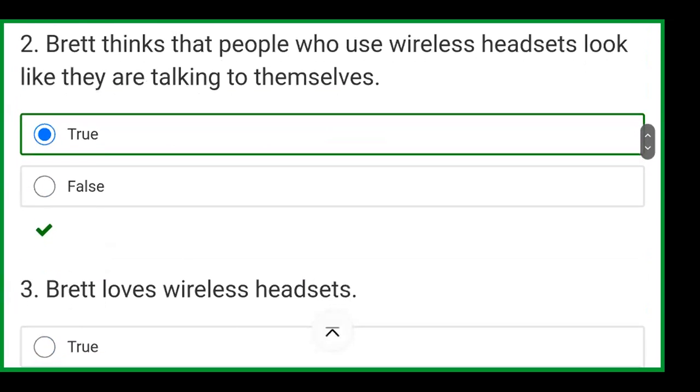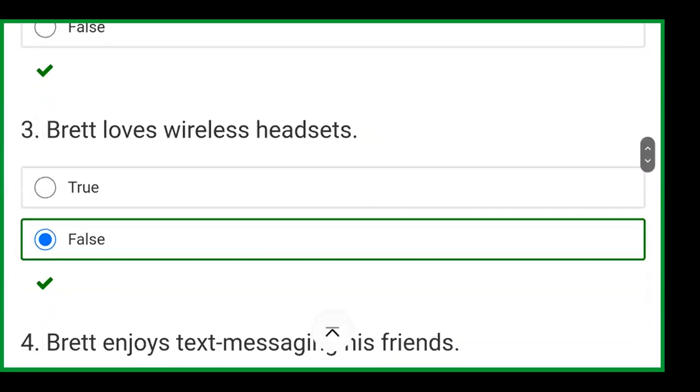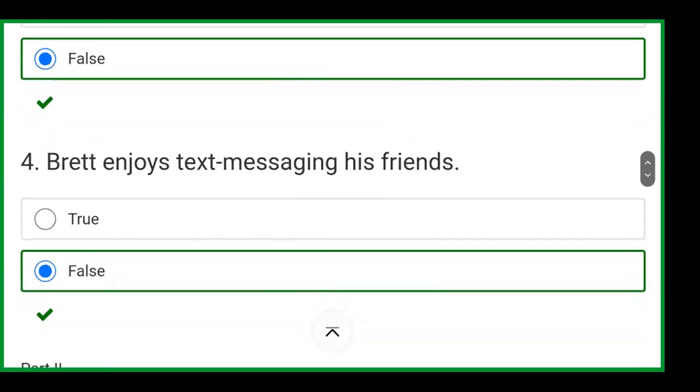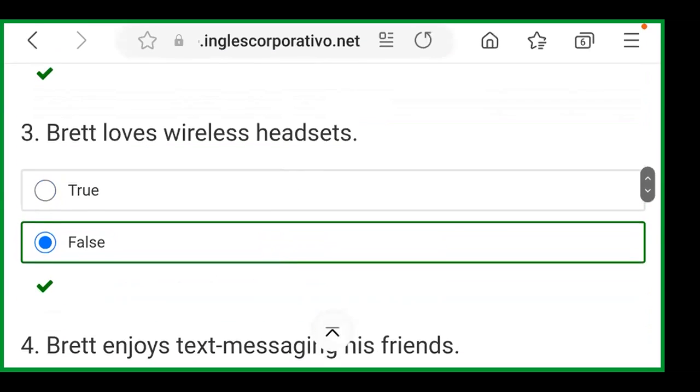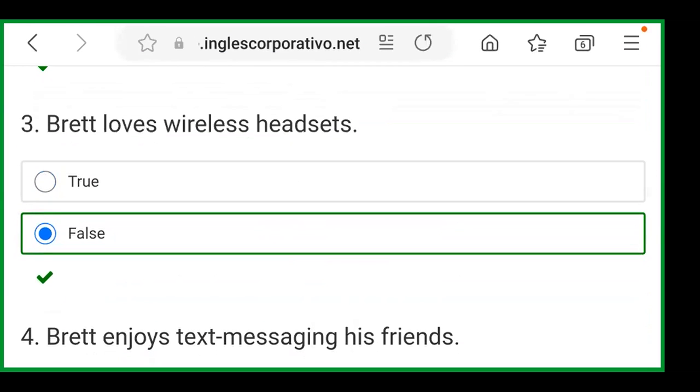True. Number three. Brent loves wireless headsets. Is false. Number four. Do you read? Excuse me, repeat the number three. The number three? Okay. Yes. Brent loves wireless headsets. False.